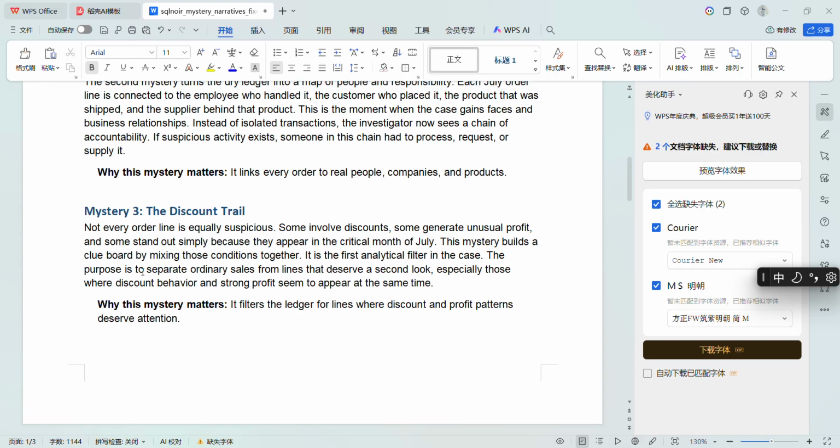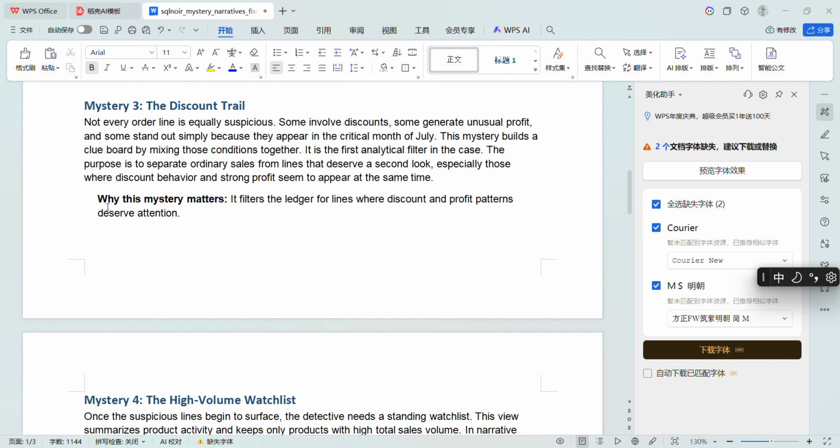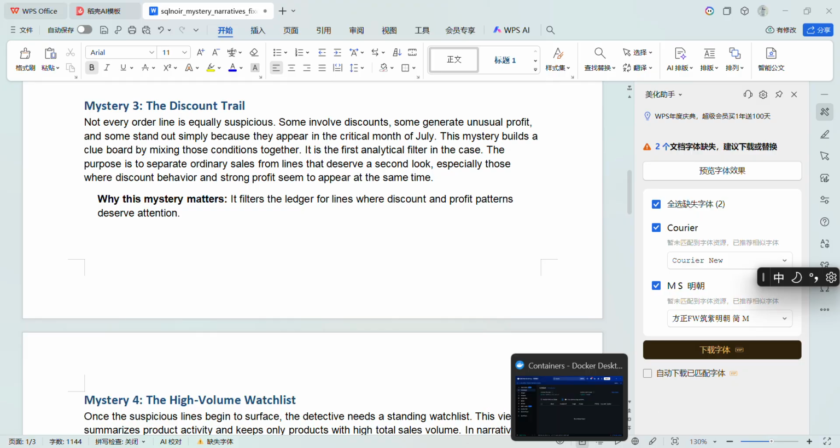The purpose is to separate ordinary sales from lines that deserve a second look, especially those where discount behavior and strong profit seem to appear at the same time. Why this mystery matters: it filters the ledger for lines where discount and profit patterns deserve attention.